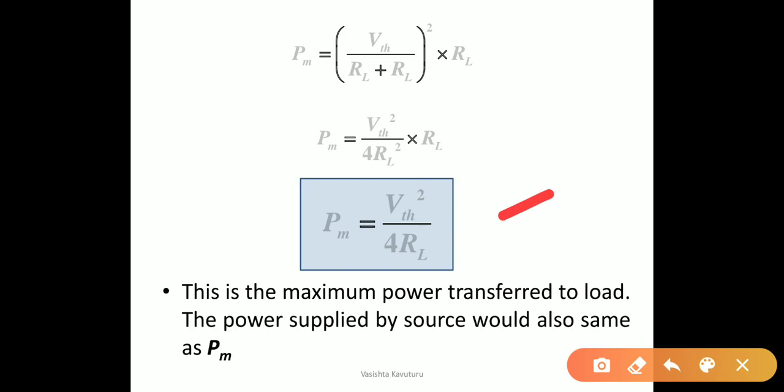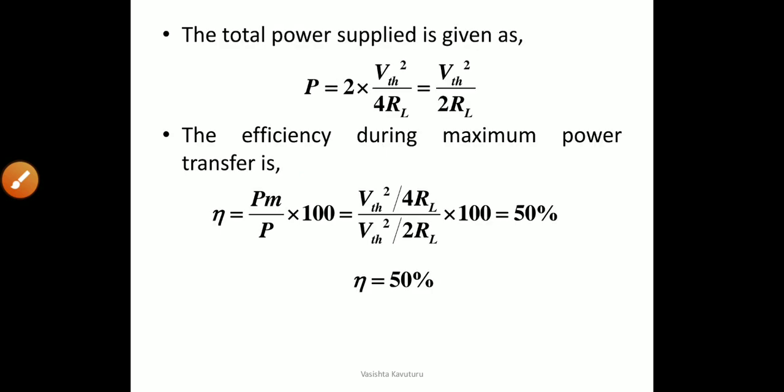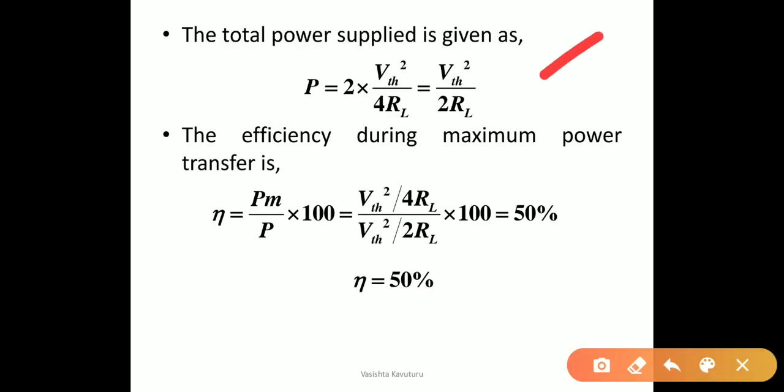The power supplied by the source would also be the same, that is PM. That means whatever power is supplied by the source should be delivered to the load. Therefore, the source power and the maximum power to the load are the same. So the total power supplied is 2 times the maximum power. Therefore, 2 into VTH square by 4 into RL, that is VTH square by 2 into RL.